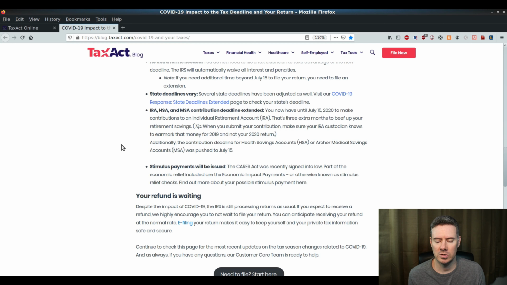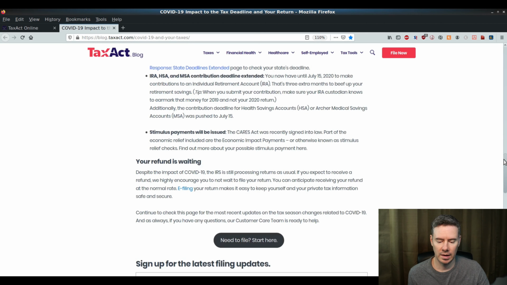Stimulus payments will be issued. The CARES Act was recently signed into law. Part of that economic relief includes the economic impact payments, otherwise known as stimulus relief checks. I'm not getting one of those.